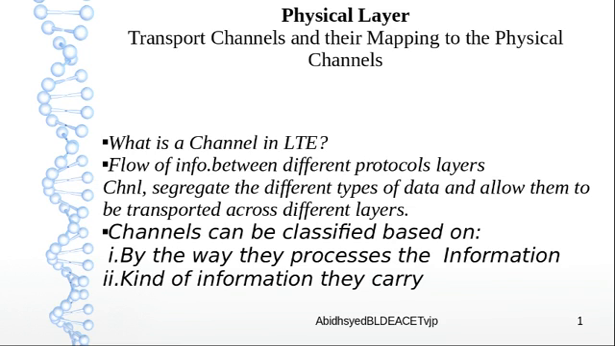Channels do have different types or classification. This classification is based on two parameters. What are those two parameters? The first one is the way they process the information, that means how the channel is going to process the information. And the next is the kind of information they carry. Depending on these two parameters, we are going to classify the channels.